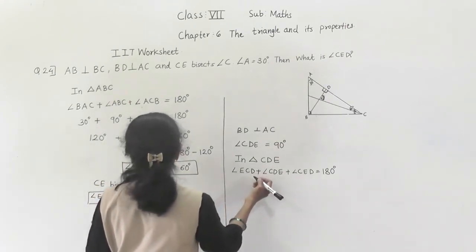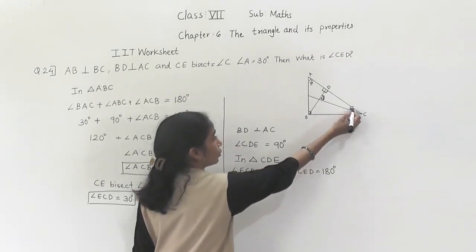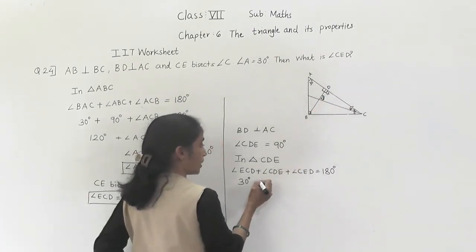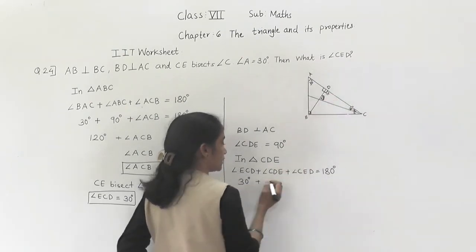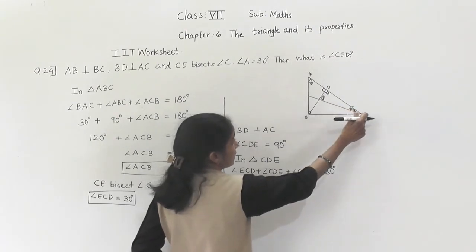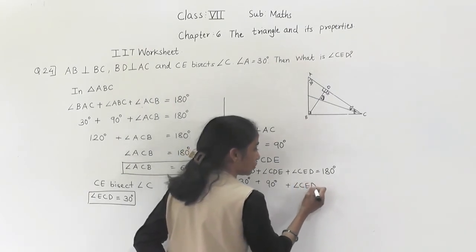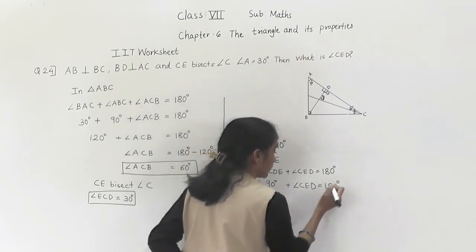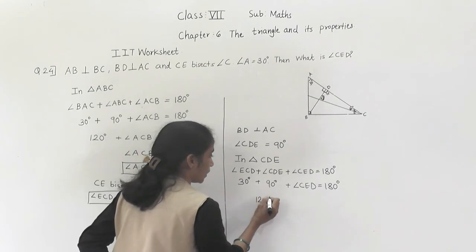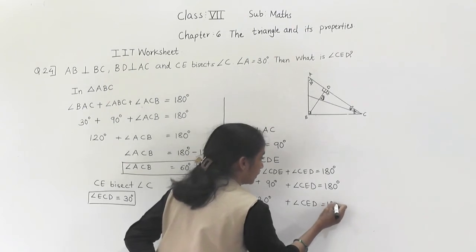Now angle ECD, how much did we get? See here we got 30 degree. ECD we got 30 degree. Angle CDE is equal to 90 degree, plus angle CED, CED we don't know, so write angle CED, that only we have to find, is equal to 180 degree. 90 plus 30, 120 degree, plus angle CED is equal to 180 degree.